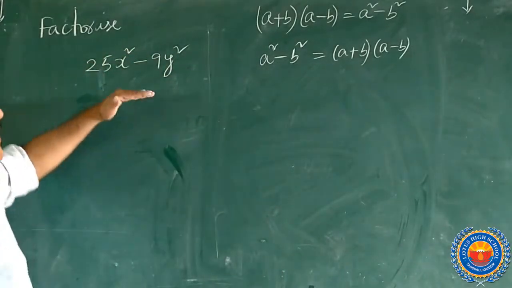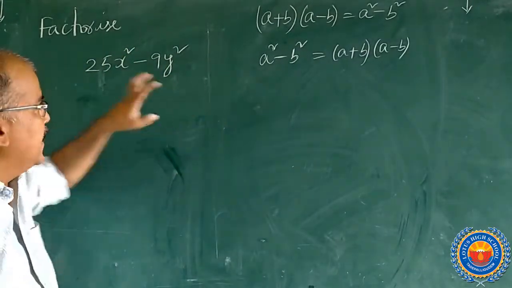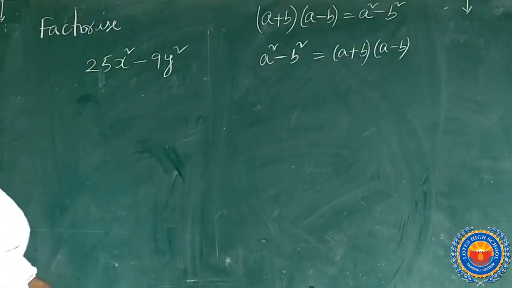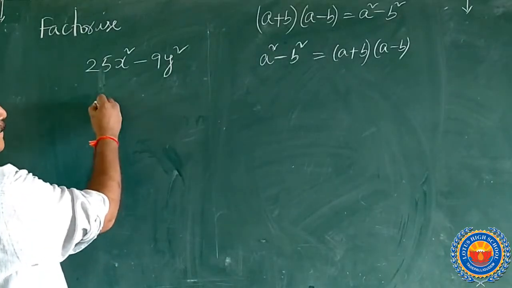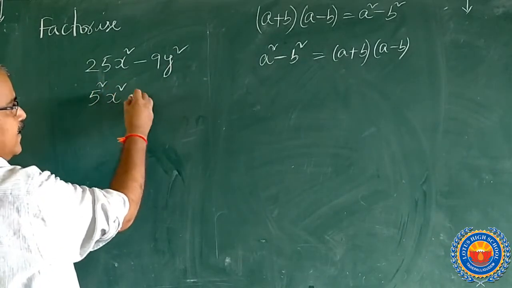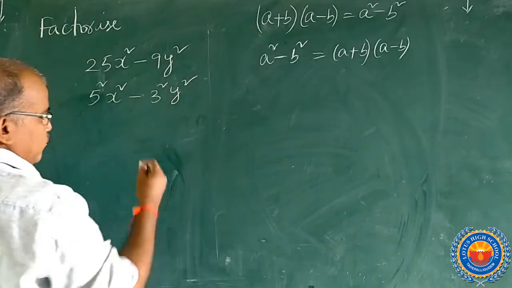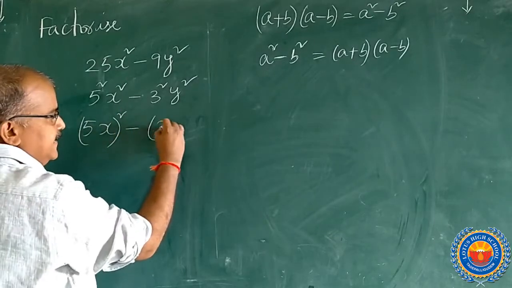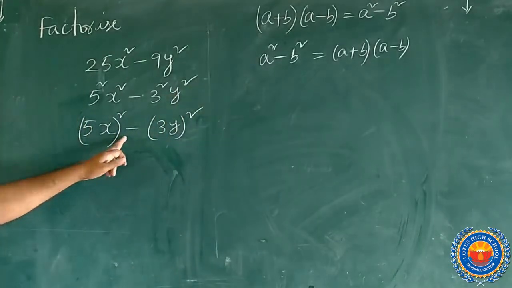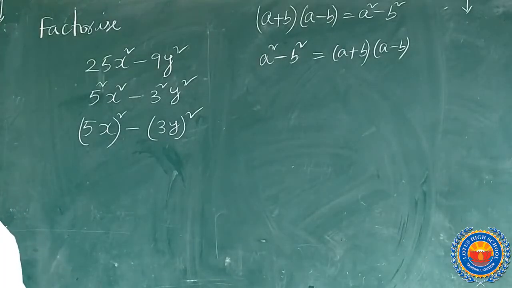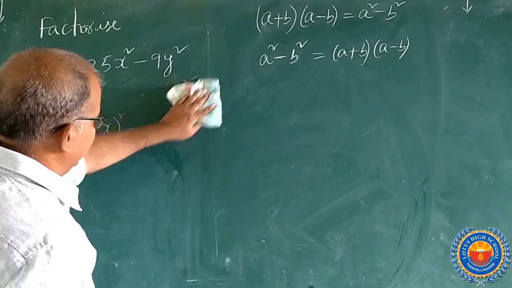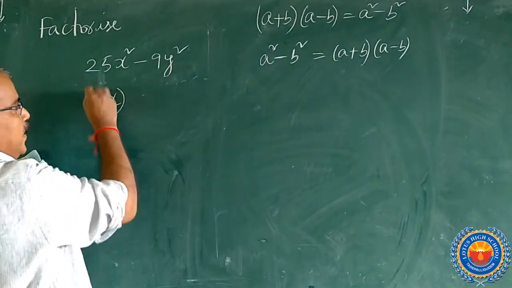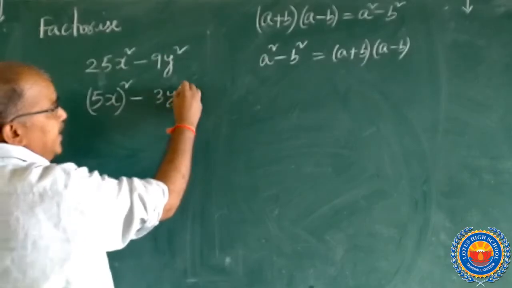Now find out whether it is in the form of a square minus b square. Both should be perfect squares. Definitely 25 is a perfect square and 9 is a perfect square. So here I can write this is nothing but 5 square x square, and this is nothing but 3 square y square. Direct step actually I am writing 5x whole square minus 3y whole square. Directly you can write, don't waste your time.